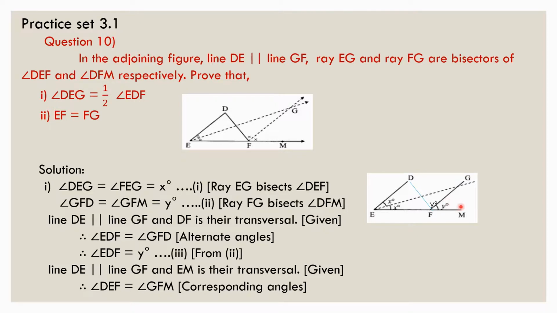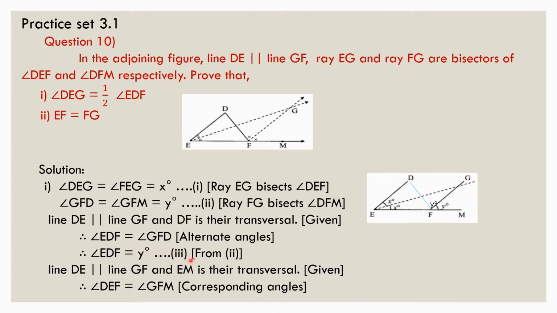Now I am taking line DE parallel to line GF and DF is the transversal. Then what about the angle EDF and angle DFG? Angle EDF and angle DFG are alternate angles. Alternate angles are congruent, that is, alternate angles are equal. Therefore, angle EDF is equal to angle GFD. From equation 2, angle GFD is equal to y degrees. Therefore, angle EDF is equal to y degrees, that is equation number 3.